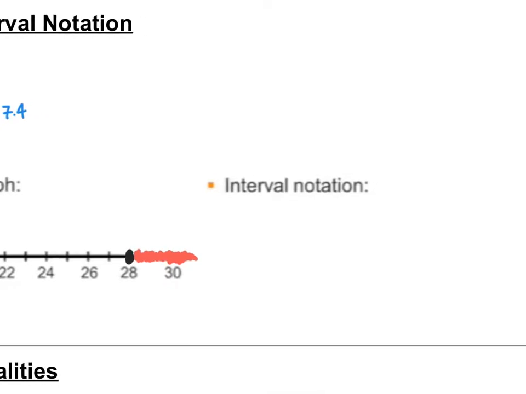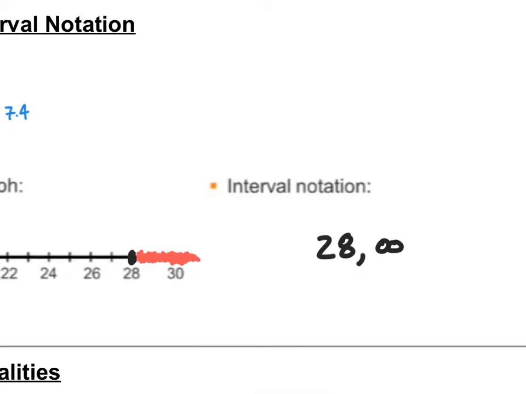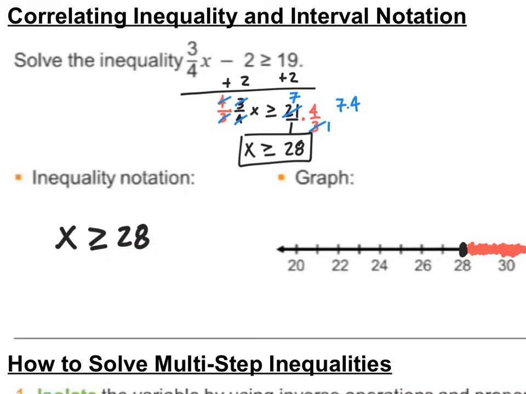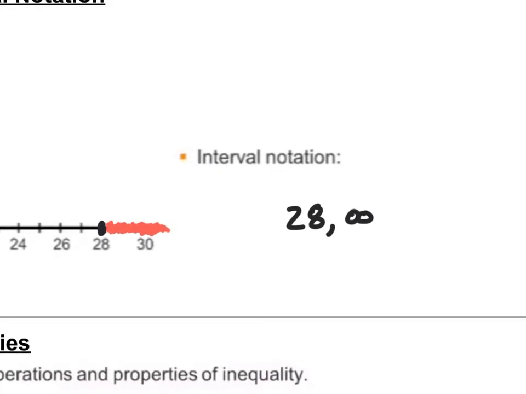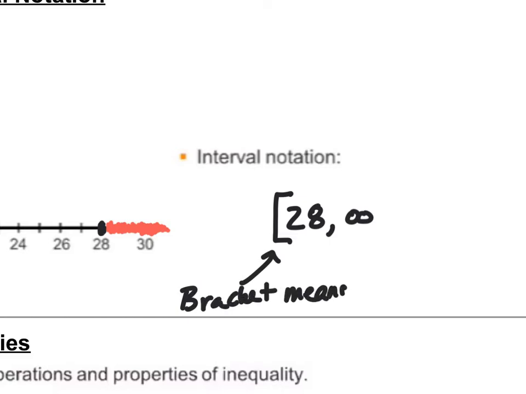In interval notation, I think of my number line and I know that I start at 28, and my solutions are anything larger than 28. Any number larger than 28, we keep going to the right and to the right, eventually we'll go to positive infinity. Now, because we include 28, because we have a value that is also equal to 28, I need to include 28 with a bracket. The bracket means that we equal 28 as well.